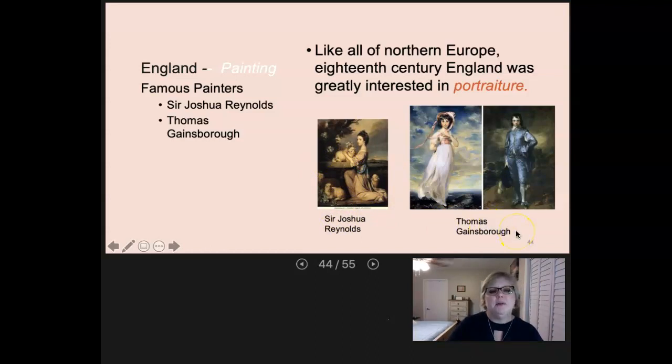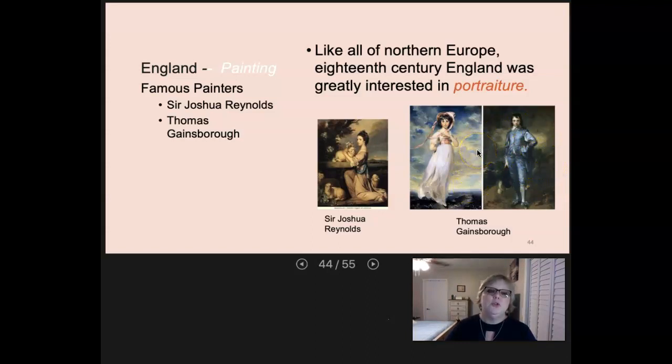Thomas Gainsborough is a very famous painter. He was known for his portraits, and these are two of his famous ones. This one on the right is called Blue Boy, and this one's Lady in Pink or Pink Lady. Very famous. In fact, my mom had a print of the one on the right that hung in the house the whole time I was growing up. And I have it now, and it's in my outer building office.